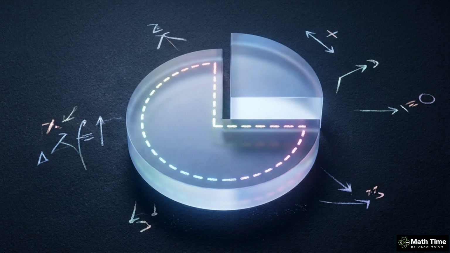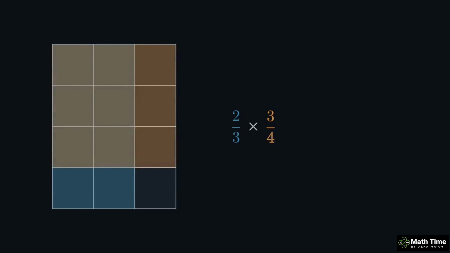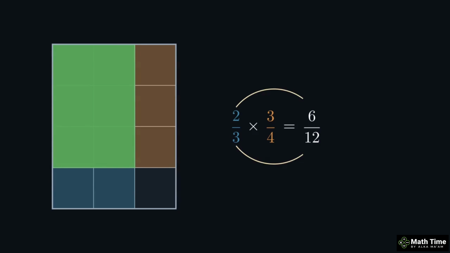Now consider what happens when we need to find a portion of a portion. For example, finding 2/3 of a 3/4 slice. To see this, we use a grid. Shade 2/3 of the columns and 3/4 of the rows. The answer is where they overlap, 6 intersecting cells in a grid of 12. This literal geometry shows why multiplying straight across works, finding the shared amount.